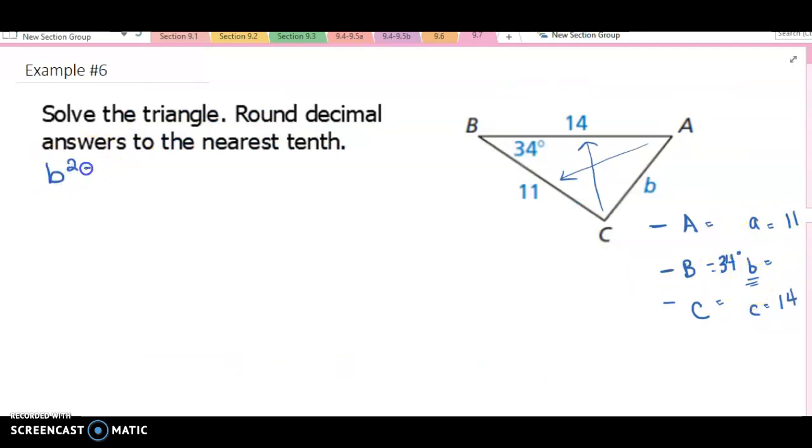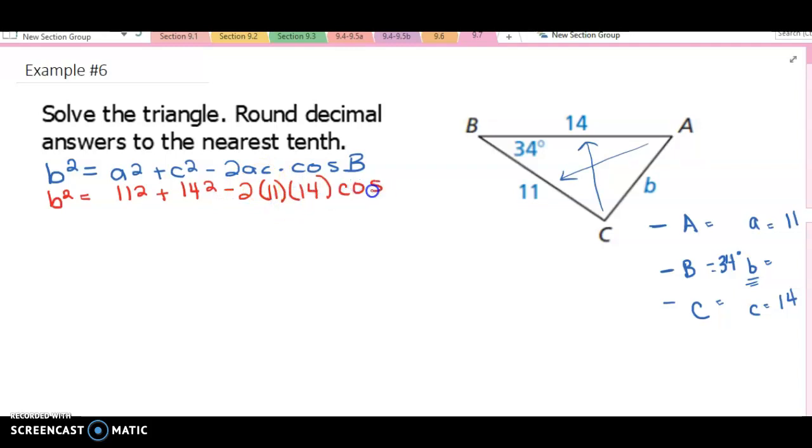Little b. So I use the equation b squared equals a squared plus c squared minus 2ac times cosine of big B. Okay, and from here it's just plugging stuff in. So b squared, I don't know. So a squared is 11 squared, c squared is 14 squared, minus 2 times a is 11, c is 14, times the cosine of B, which is 34. Okay, and you can realistically put this whole thing into your calculator.